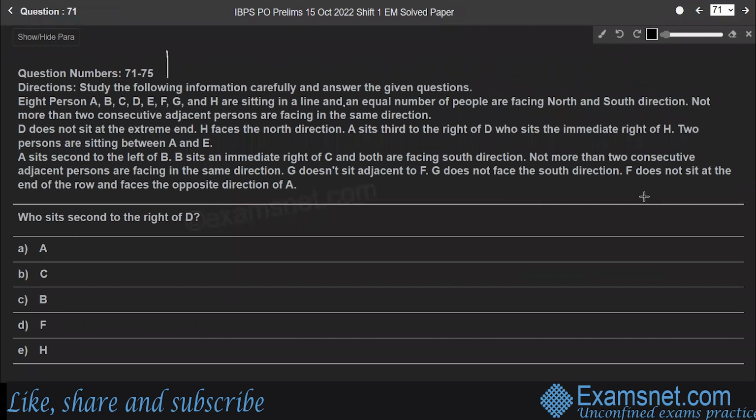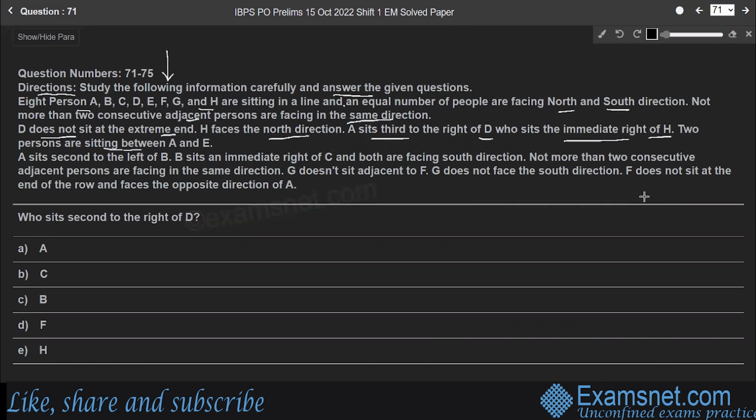Questions from 71 to 75 are based on the below information. Direction: study the following information carefully and answer the given questions. 8 persons A, B, C, D, E, F, G and H are sitting in a line and an equal number of people are facing north and south direction. Not more than 2 consecutive adjacent persons are facing in the same direction. D does not sit at the extreme end. H faces the north direction. A sits third to the right of D, who sits to the immediate right of H.